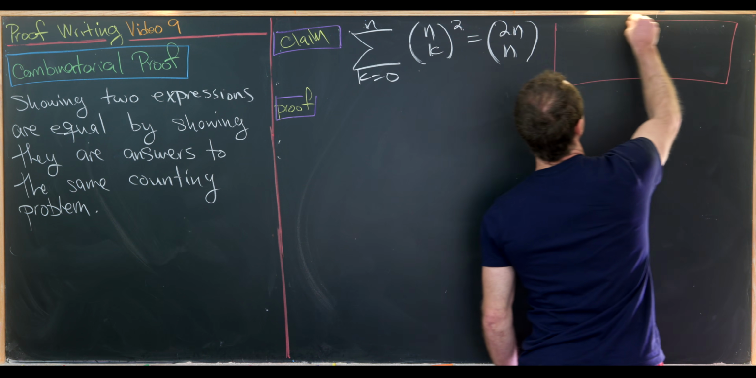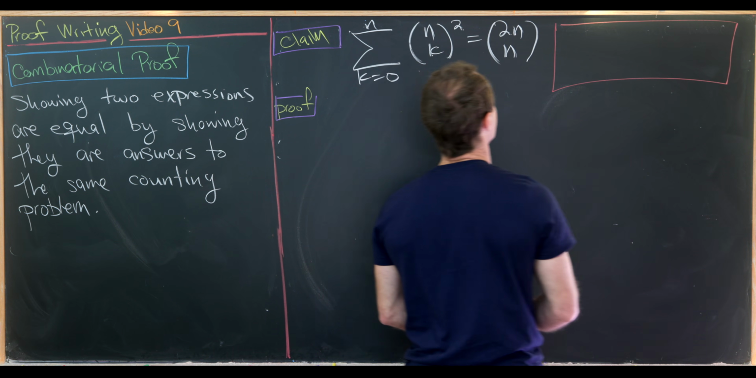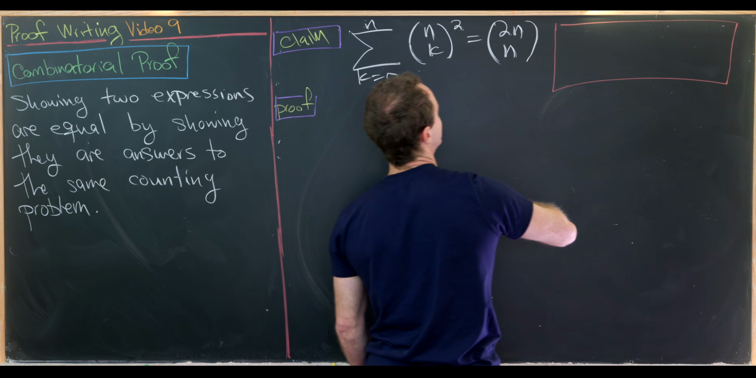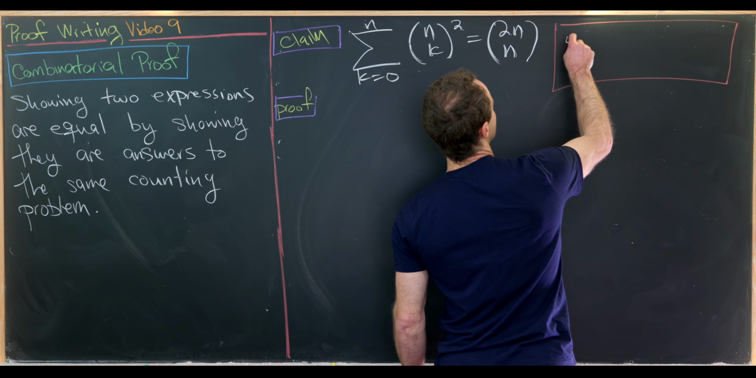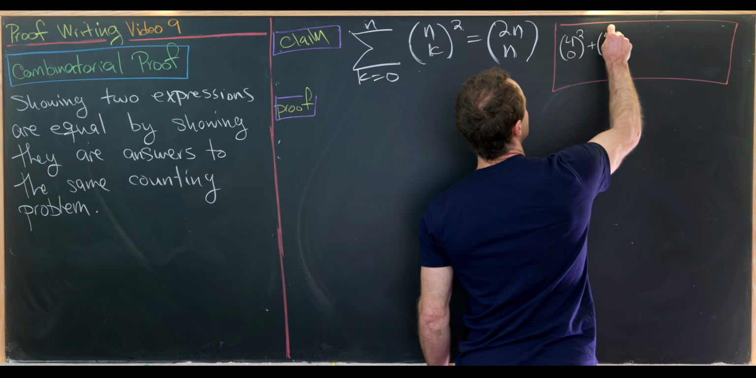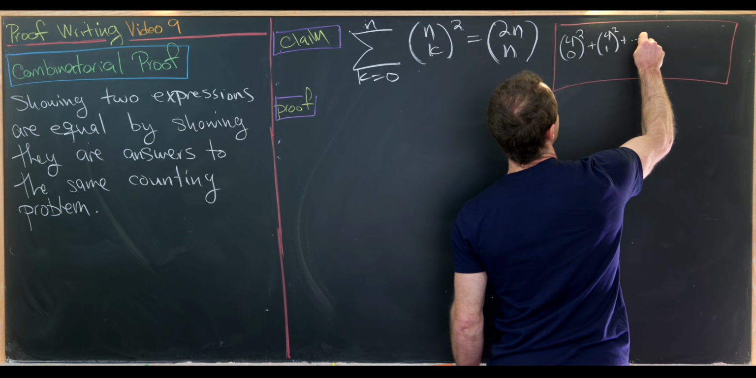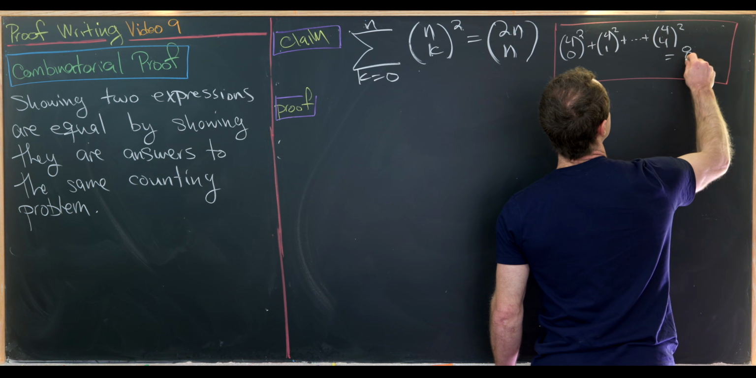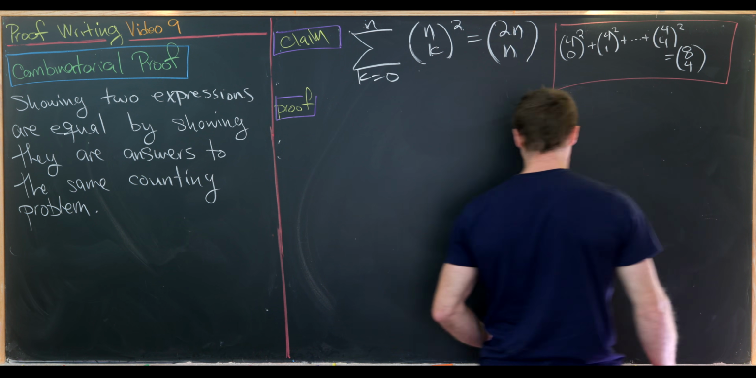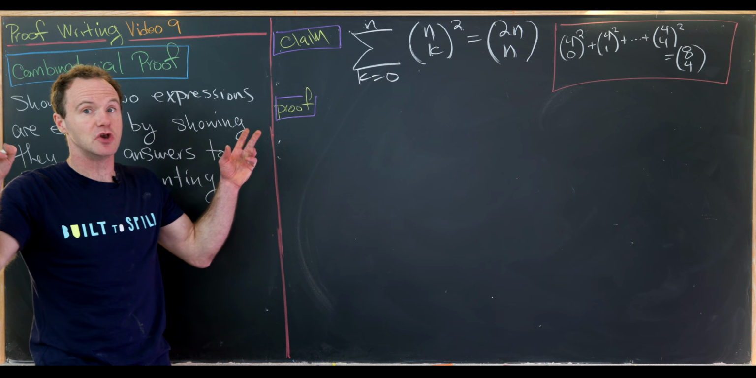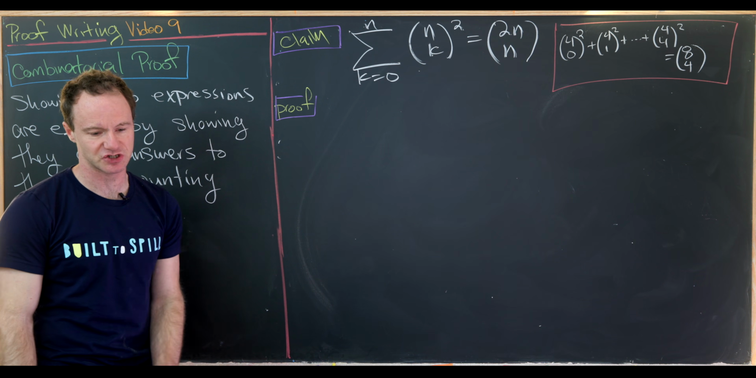So let's maybe look at a little example of this real quick, although we won't work out all of the details. Let's say we have n equals 4. So that means we'll have 4 choose 0 squared plus 4 choose 1 squared plus up to 4 choose 4 squared must be equal to 8 choose 4. Now, you can check that that works out if you'd like to, but really there's kind of no point because we're about to prove it in general.